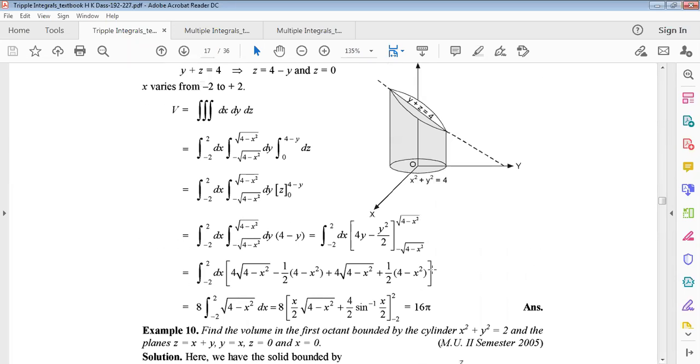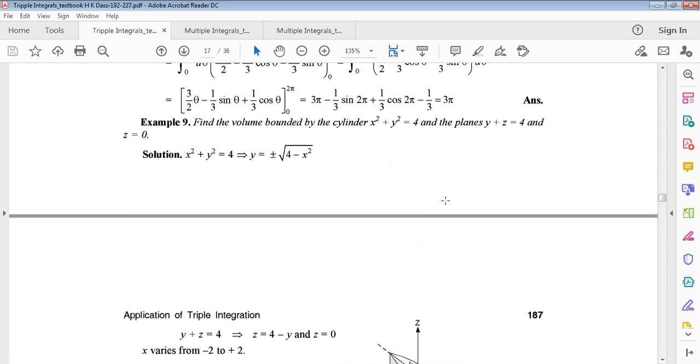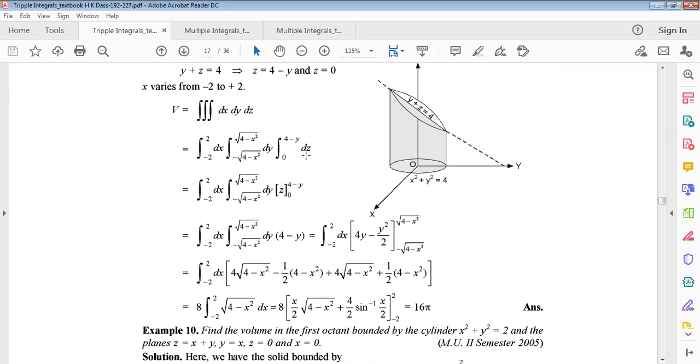Okay, this is example 9, and this is the geometrical interpretation of the given cylinder and the plane. Try it at home. I hope everybody can do it.